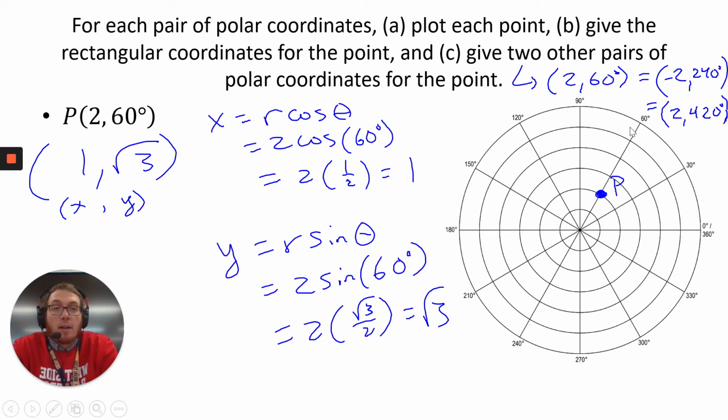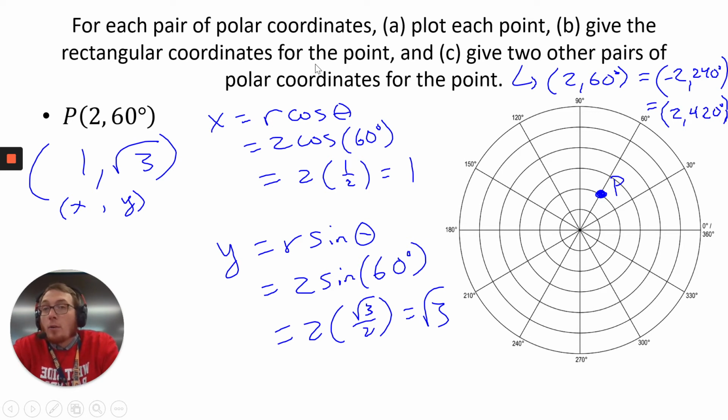60 degrees is the one right here. So this is 60. And then I go out 2, 1, 2. So out 2, that would be 60 degrees. And that's where the point P ends up.